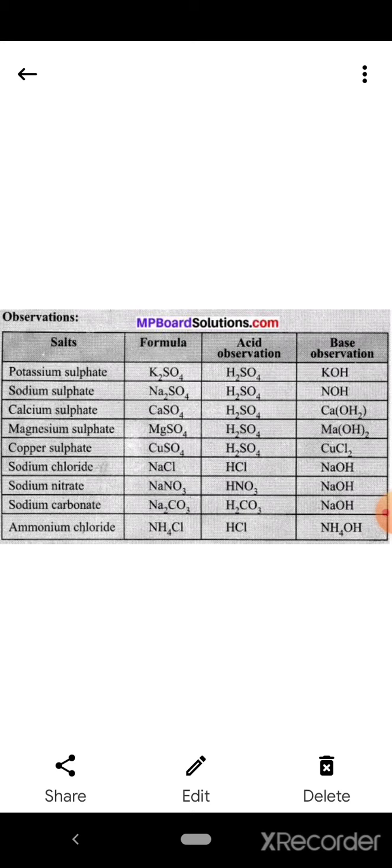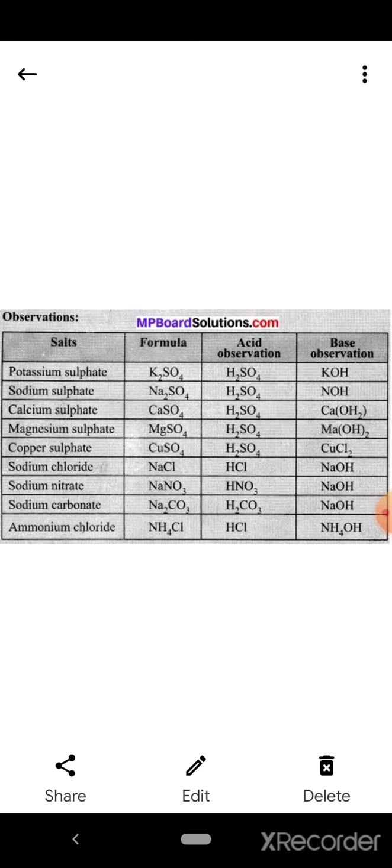Similarly, NaCl and KCl both belong to the chloride family, as both contain the Cl ion. So we have to identify this among the salts given in the activity. Now see, we can obtain K2SO4 from acid H2SO4 and base KOH. Na2SO4 can be obtained from acid H2SO4 and base NaOH. CaSO4, calcium sulfate, can be obtained from sulfuric acid and Ca(OH)2.